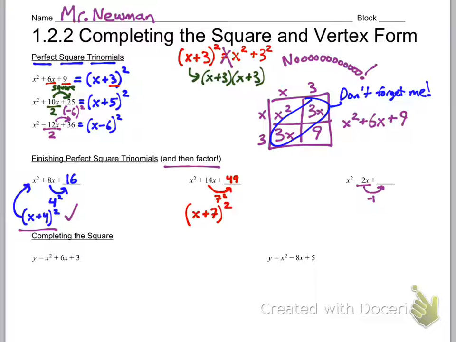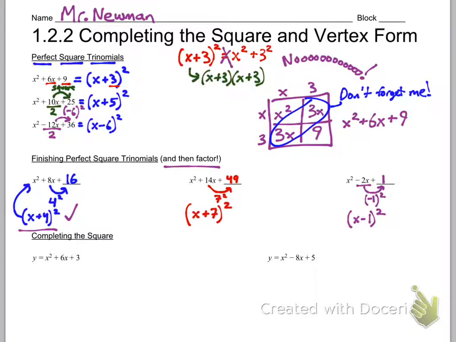Did you get negative 1 squared? Negative 1 squared is positive 1, so you should have gotten positive 1 there. And the factored form is (x - 1) squared. Cool. So now we get to a tricky skill called completing the square. We kind of were just completing the square, but we were just doing it by filling in the blank.